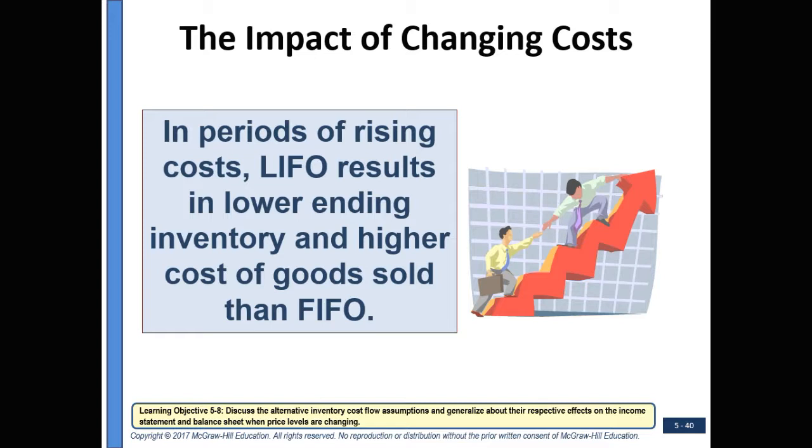In periods of rising costs, so what I'm going to pay for at the end of the month is higher than what I'm going to pay for at the beginning of the month, usually not necessarily that short a period of time, but just to illustrate, in periods of rising costs, LIFO, so last in, first out, results in a lower ending inventory and a higher cost of goods sold than first in, first out.